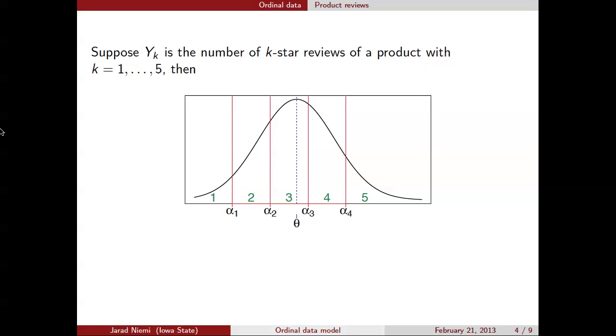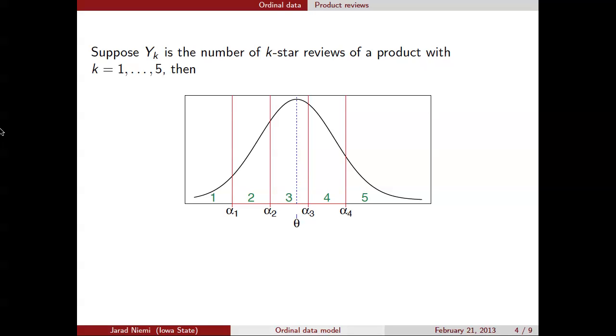And then for the product ratings, which are shown in green, the star ratings, the probability that somebody chooses a star rating of 1 is just the area under this normal curve that's left of alpha 1. The probability that somebody chooses a 2-star rating is the integral under the curve between alpha 1 and alpha 2. Similarly for 3-star, 4-star, and 5-star. All right, does that make sense?